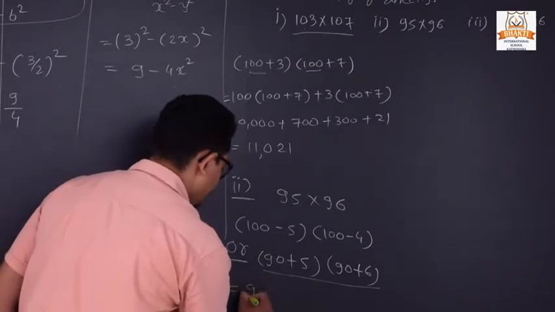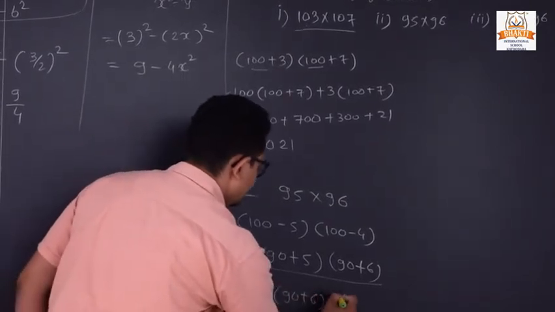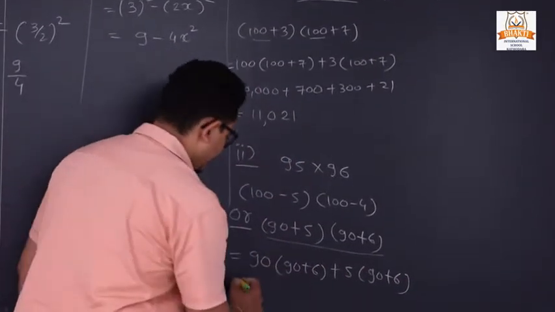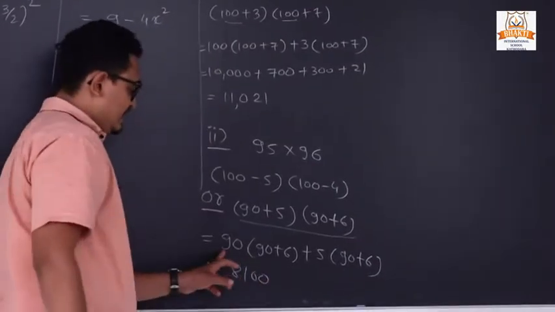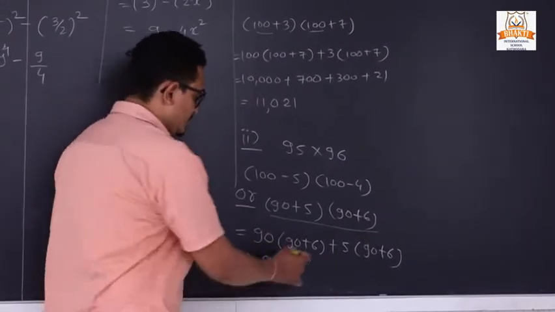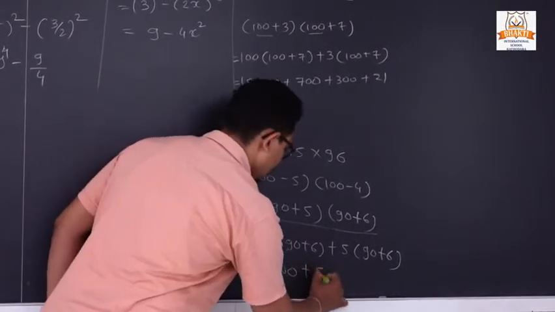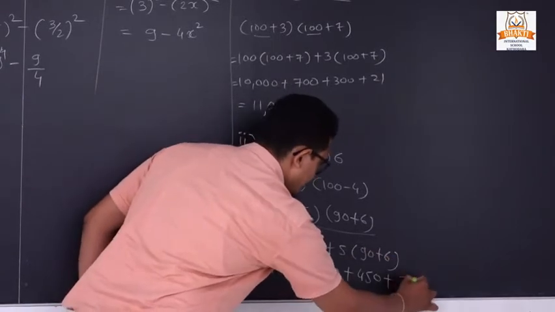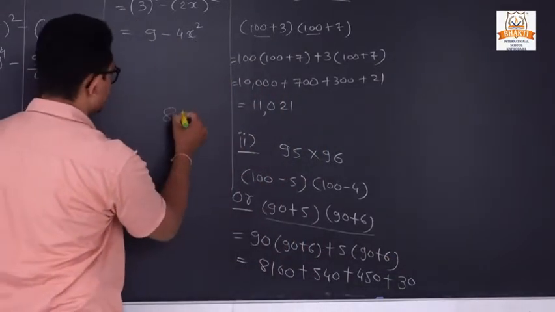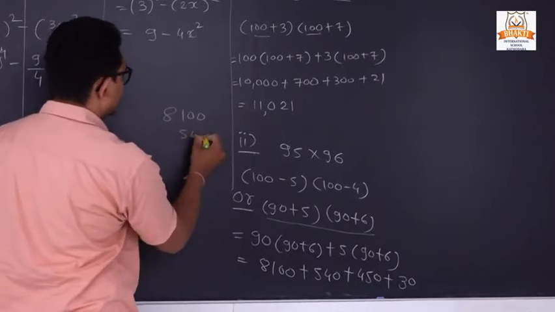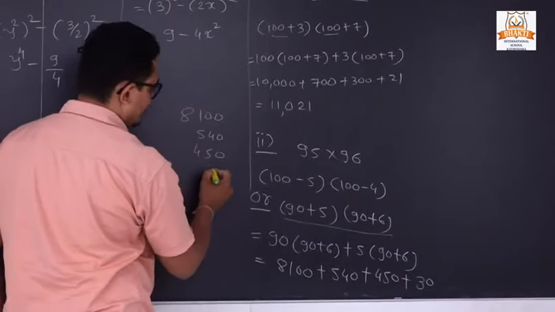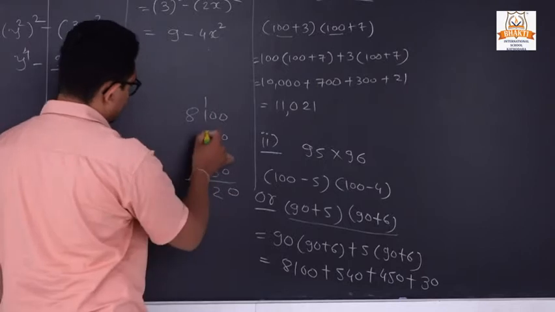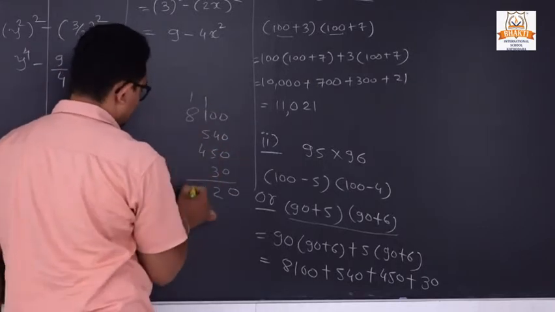So (90 plus 5)(90 plus 6). 90 into 90 is 8100, since 9 nines are 81 and the two zeros stay. 6 nines are 54, so 540, 9 fives are 45 so 450, and 6 fives are 30. So what is its addition? We can simply add 540, 450 and 30. So 0, then 4 plus 5 plus 3 is 12, and so on. So what is its answer?